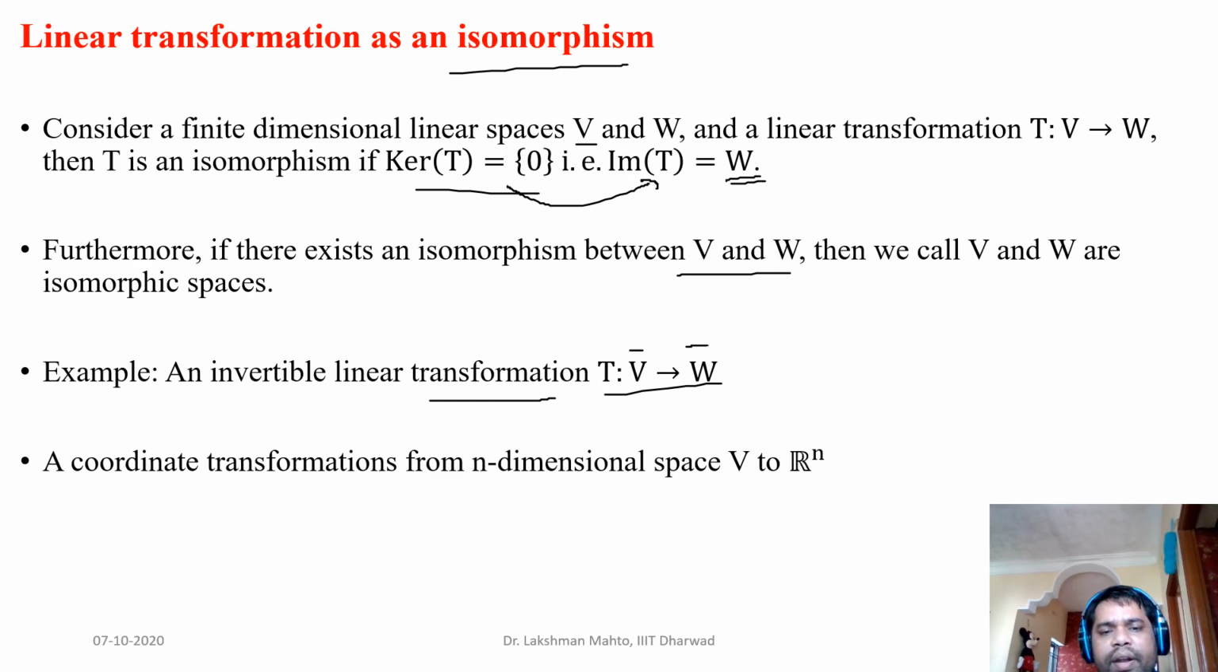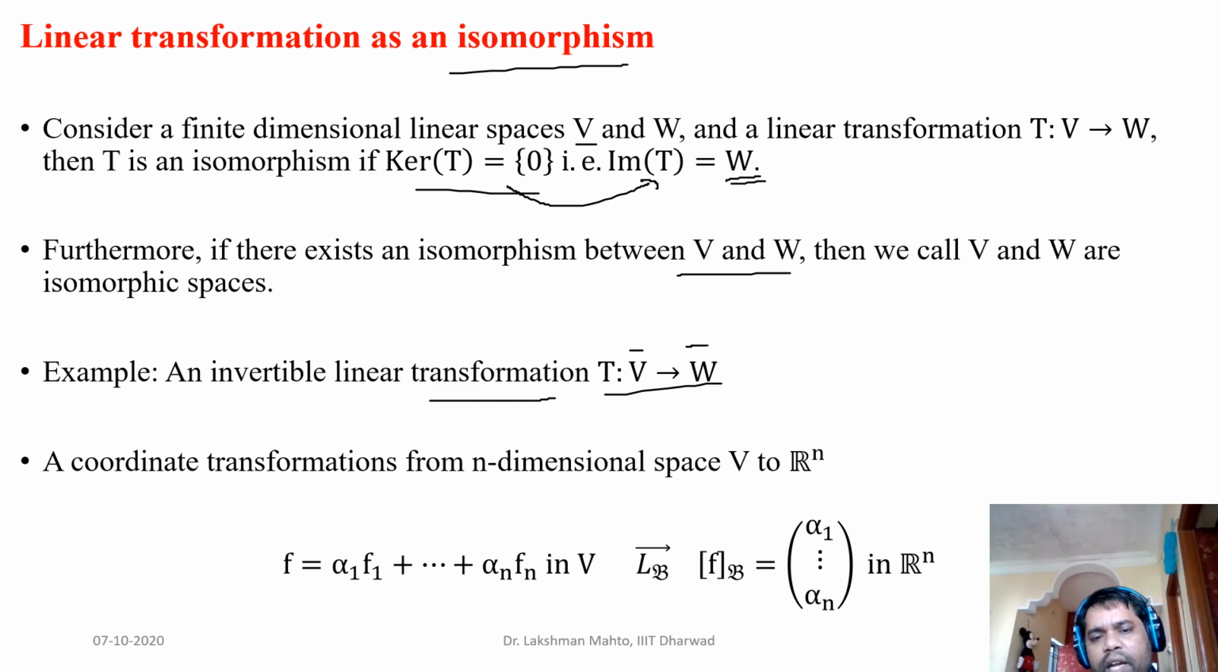Another example is the coordinate transformation that I had already discussed. If you take any n-dimensional vector space and define a coordinate transformation between it and Rn with the help of coordinates, then that would be an isomorphism.